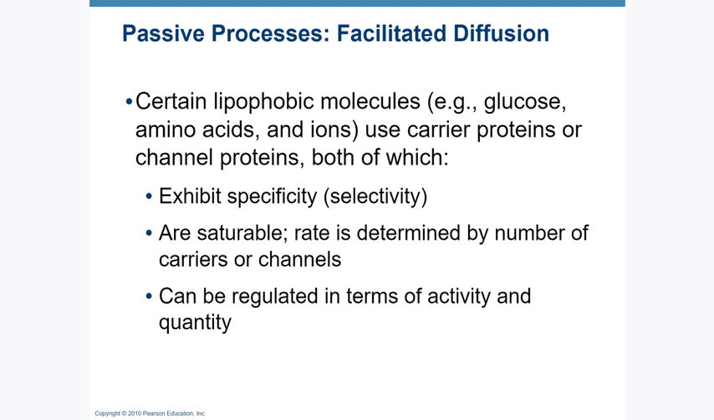Facilitated diffusion contains lipophobic molecules like glucose, amino acids, and ions, which need a carrier protein or a channel, both of which exhibit specific selectivity, are saturable, so the rate is determined by the number of carriers or channels on the cell membrane, and can be regulated in terms of activity and quantity. So they can add more, or they can decrease the number, or they can turn things on and turn things off when we don't need anything more in the cell.